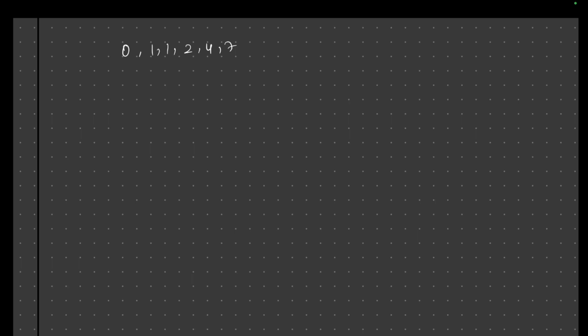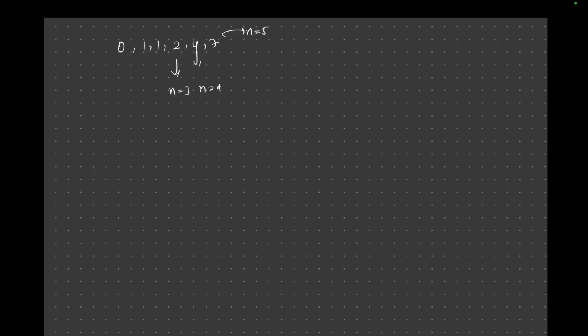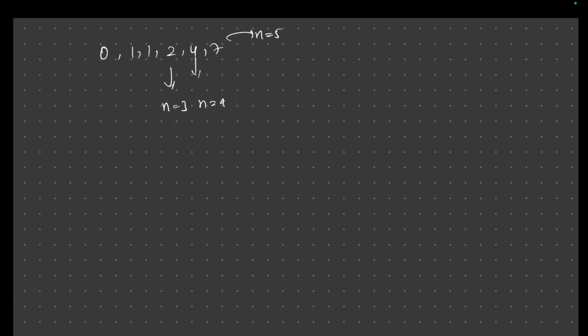Okay, so this is n equals 3, n equals 4, and n equals 5, right? Before getting through all this, let me just ask you one thing: to get this 2, we use these three things, right? And to get this 4, we used these three things, right? And to get this 7, we used these three elements, right?